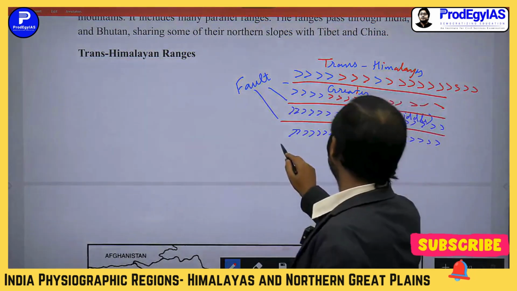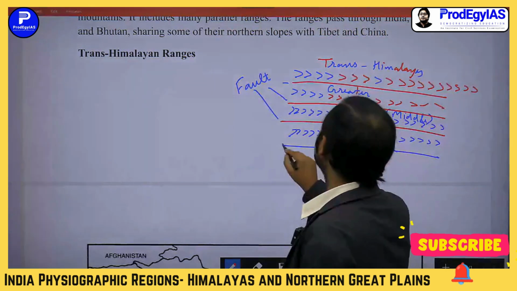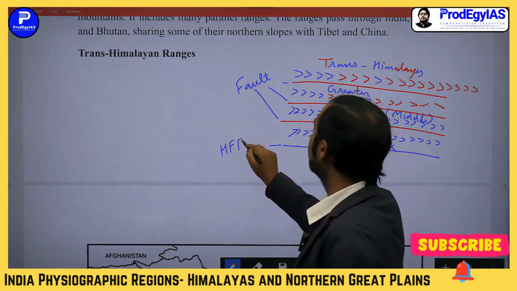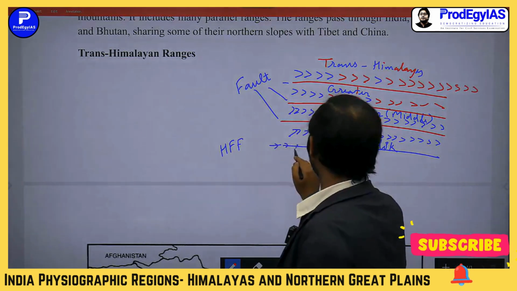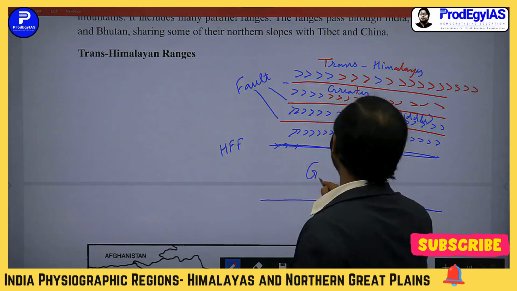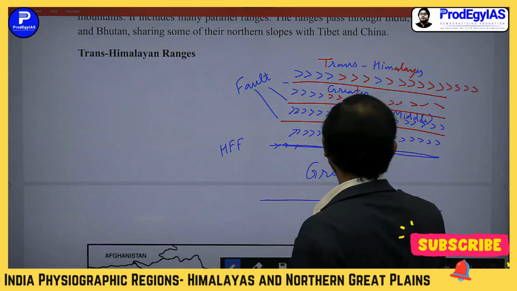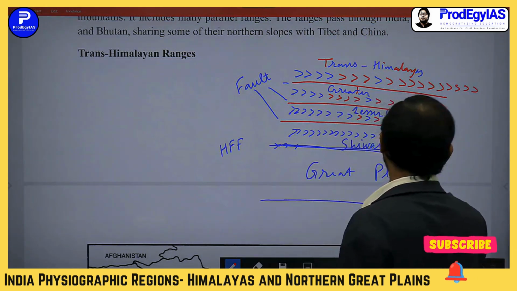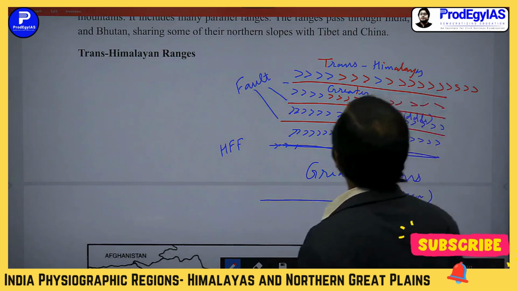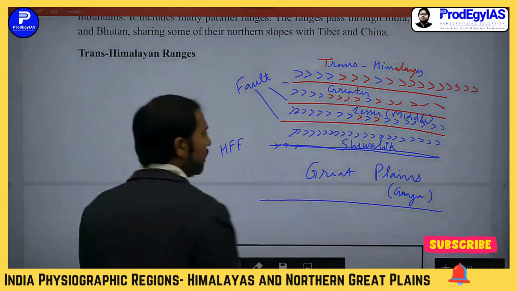Okay, one more fault, south of Shivalik. This is called Himalayan Front Fault. South of this Himalayan Front Fault lies this Great Plains of Ganga. Okay, so make this diagram also.